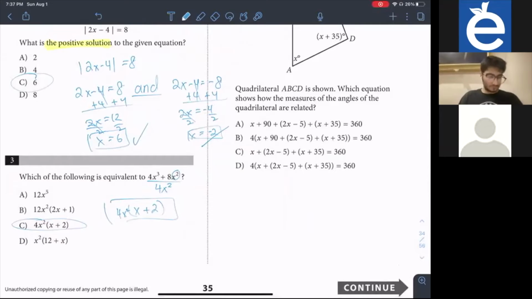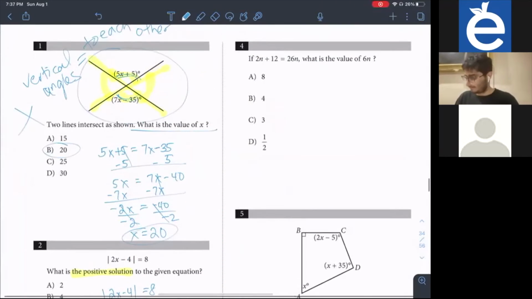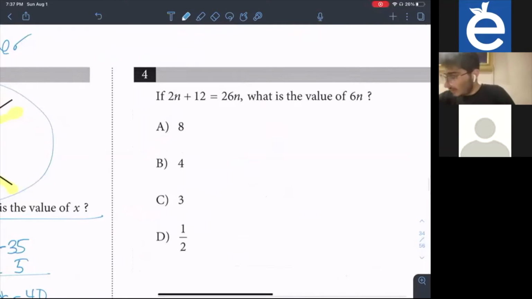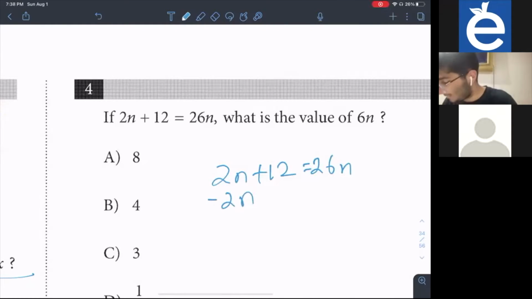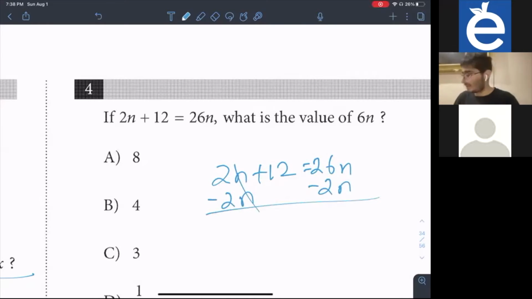Okay, next question. If 2n plus 12 is equal to 26n, what is the value of 6n? Okay, so we have 2n plus 12 is equal to 26n, right? So let's rewrite this. We can subtract 2n on both sides to get 12 is equal to 24n, right?